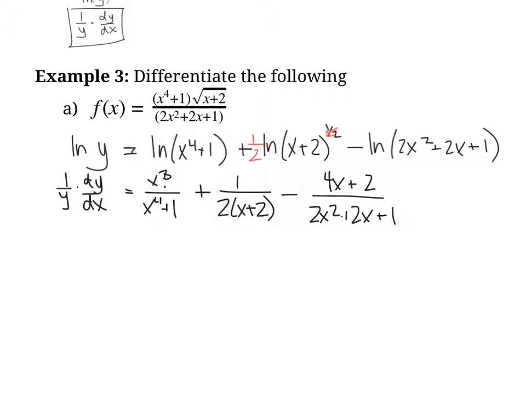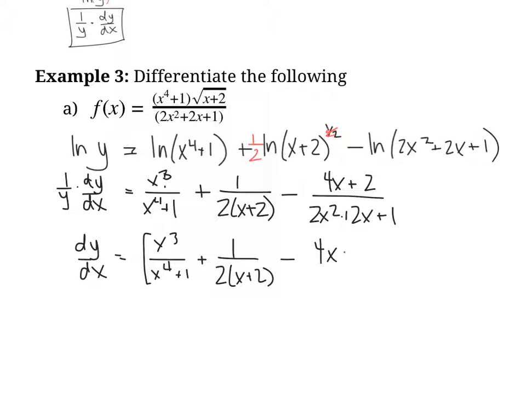And again, to make it explicit, dy by dx, I need to cross multiply that y up there, right? So it's going to be x cubed over x to the 4 plus 1 plus 1 over 2 x plus 2 minus 4x plus 2 all over 2x squared plus 2x plus 1, all times y. There we go. That's our derivative.